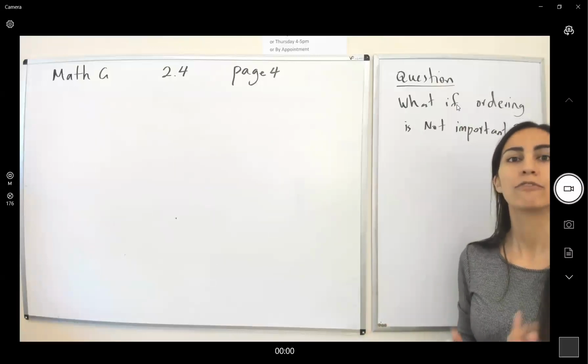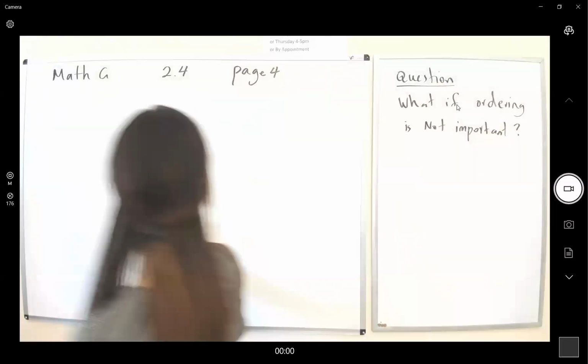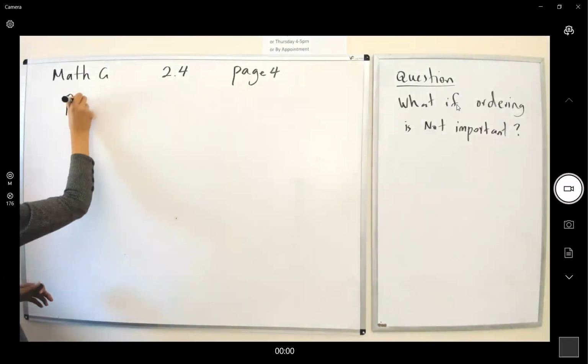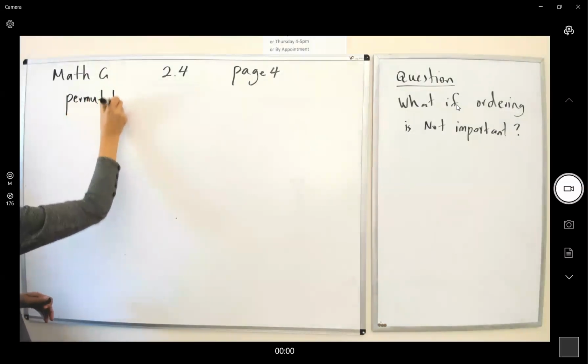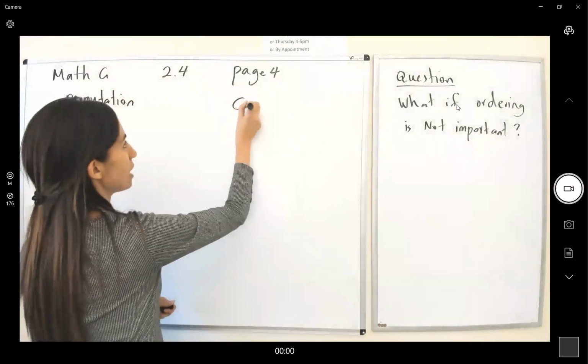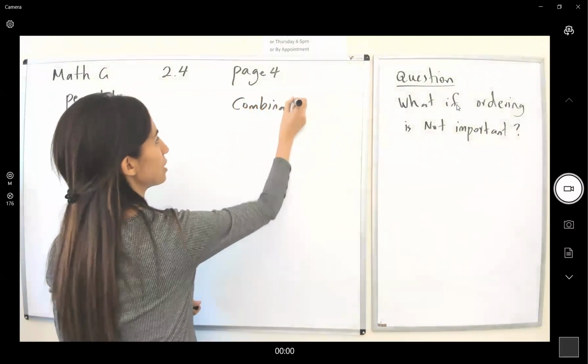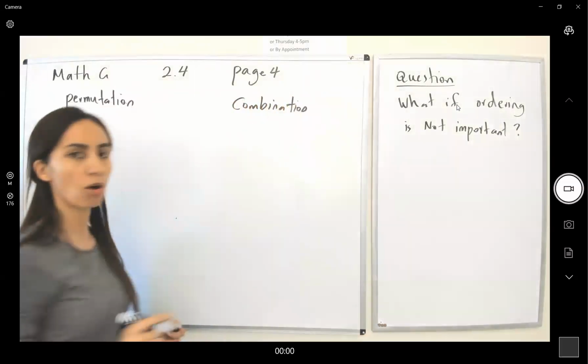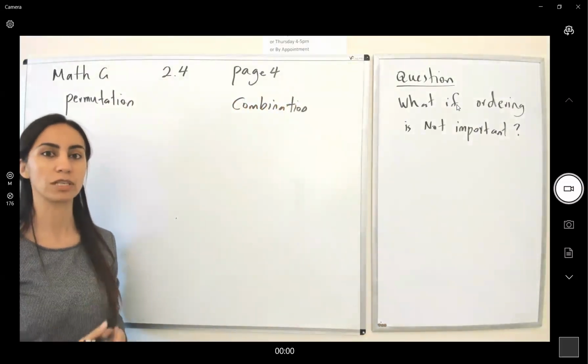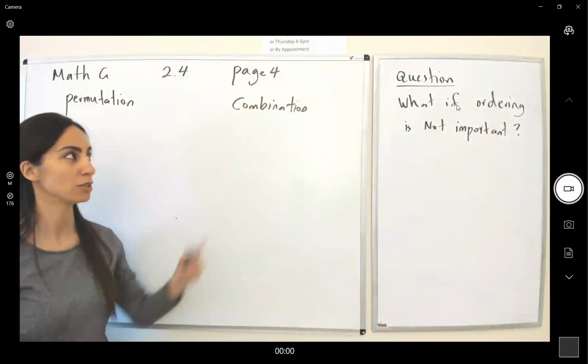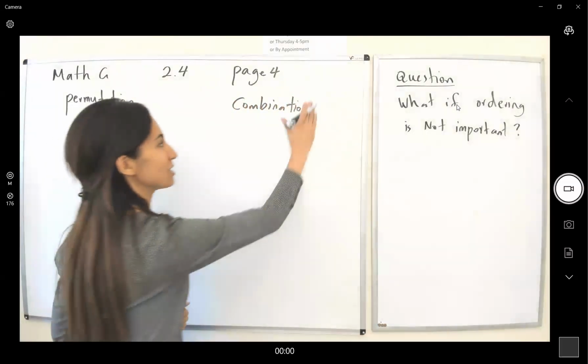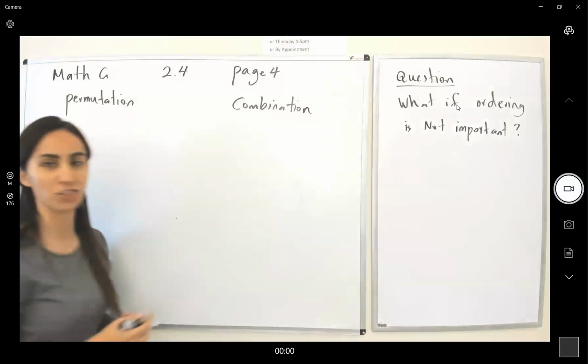In this case, we are actually dealing with combinations. So permutations, ordering, and combination. Let's go over one example to actually feel more comfortable about combination versus permutation.